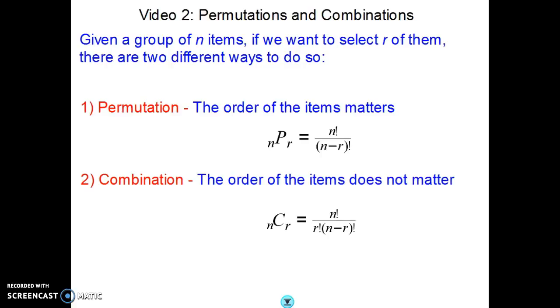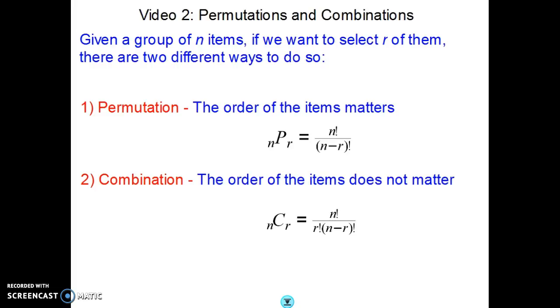In the second video, we'll be looking at permutations and combinations. Both of these deal with situations where we are given a group of n items and we want to select a certain number r of them. There are pretty much two different ways to do this. A permutation is the first way.